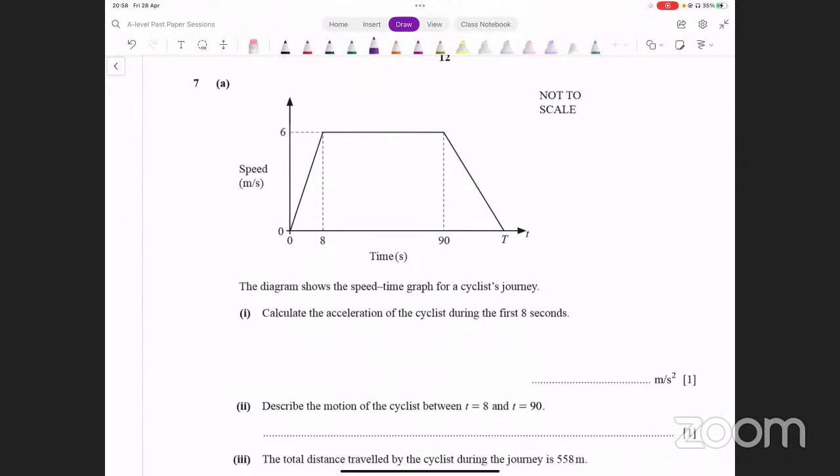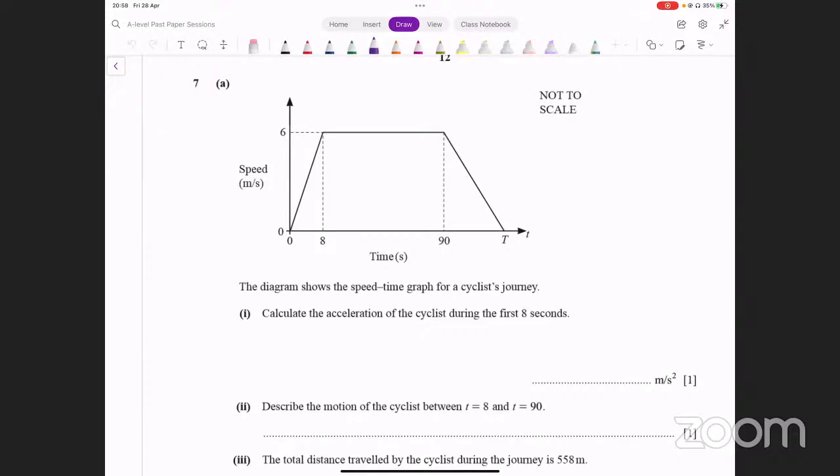It says the diagram shows the speed time graph for a cyclist's journey. Speed time graph दिया हुआ है, that means speed is on the vertical axis, time is on the horizontal axis. Calculate the acceleration of the cyclist during the first 8 seconds. Speed time graph है, acceleration निकालनी है. Remember, speed time graph में आपकी acceleration क्या होती है? It comes from the gradient of the graph, right?